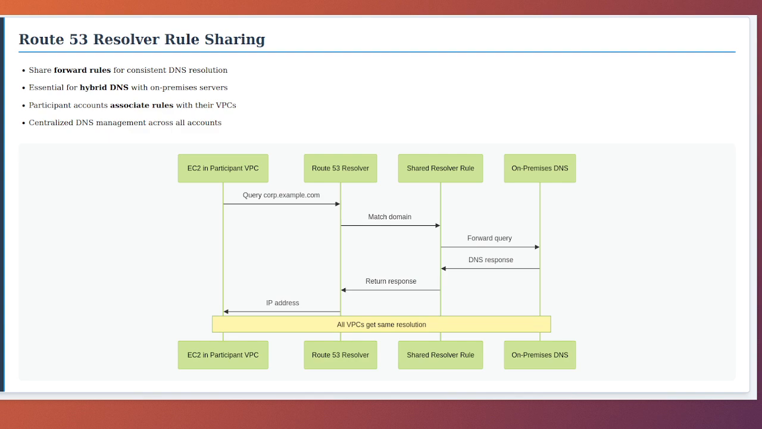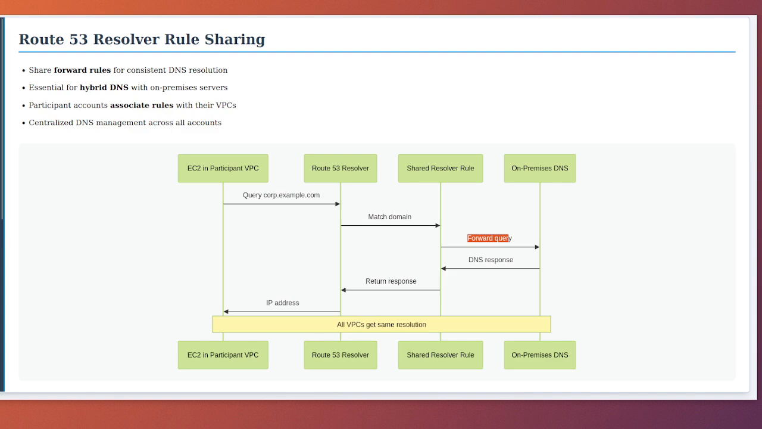There are two types of resolver rules. Forward rules direct DNS queries for specific domains to specified DNS servers. For example, you might forward queries for corp.example.com to your on-premises DNS servers. System rules override the default DNS behavior for selected domains and can be used to block resolution of certain domains.